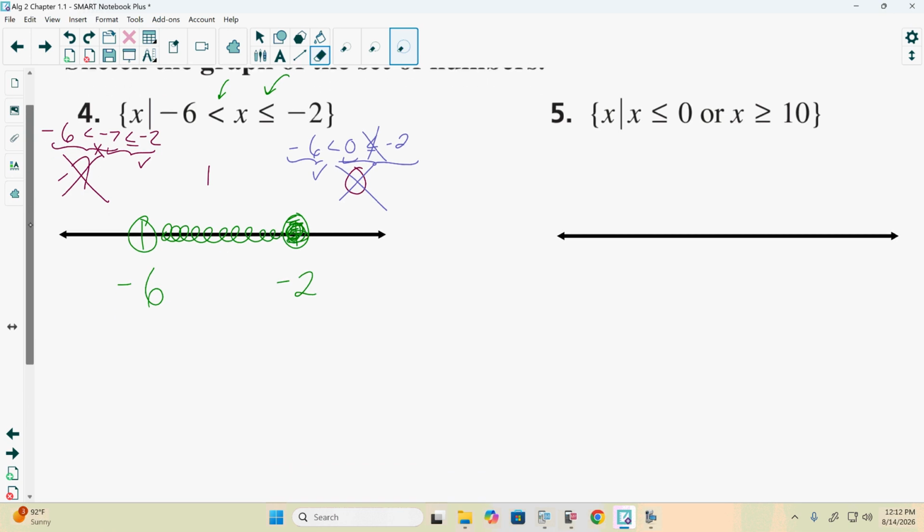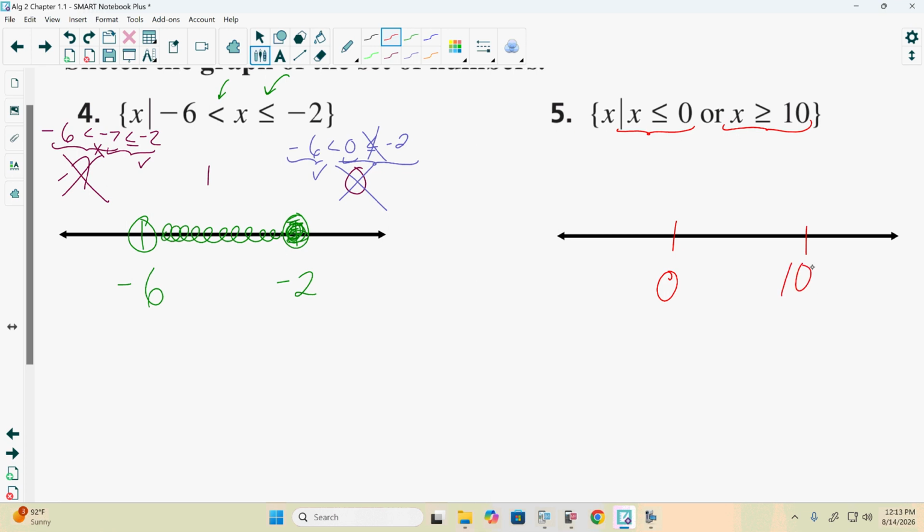We ready for number 5? For all real numbers x, such that x is less than or equal to 0 or x is greater than or equal to 10, we have a compound inequality. We have two statements. We have x is less than or equal to 0. So I know one of the points on the number line has to be 0. And we have x is greater than or equal to 10, so we know the other one has to be 10.